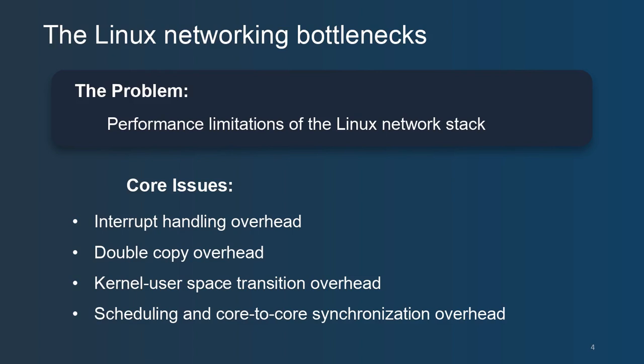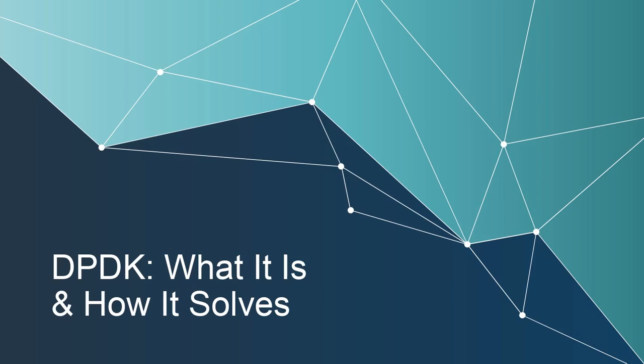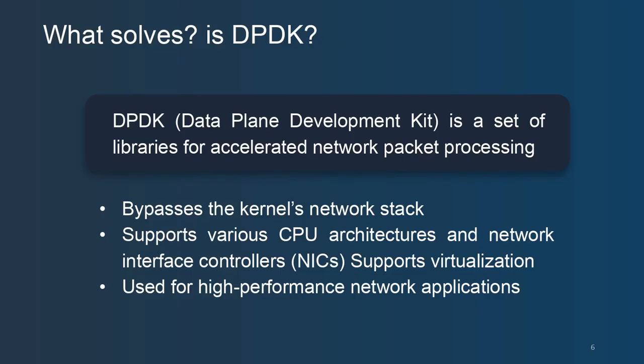DPDK. Let's explore what DPDK really is and how it overcomes the limitations of traditional networking. DPDK stands for Data Plane Development Kit. It's a set of tools for building high-performance packet processing. The key idea is that DPDK bypasses the kernel's network stack. This means your application processes packets directly in user space, without going through the traditional Linux networking layers. It uses kernel drivers only for initial setup and hardware access.